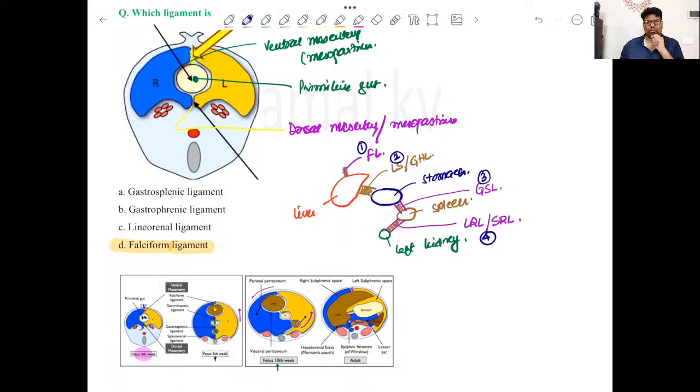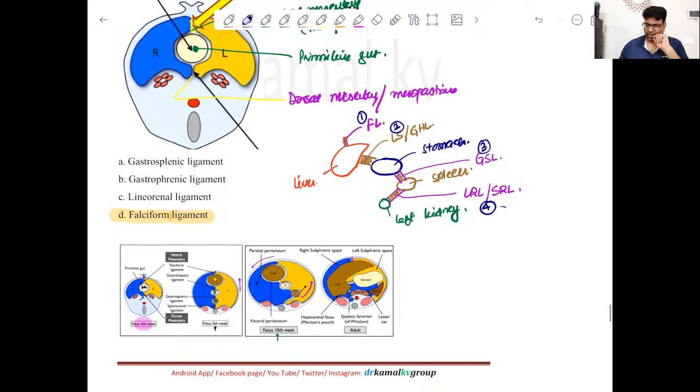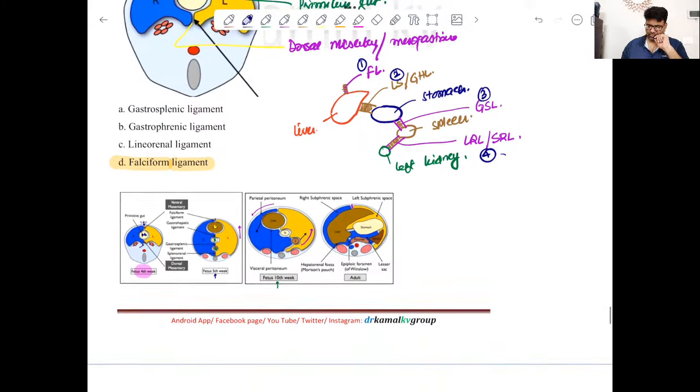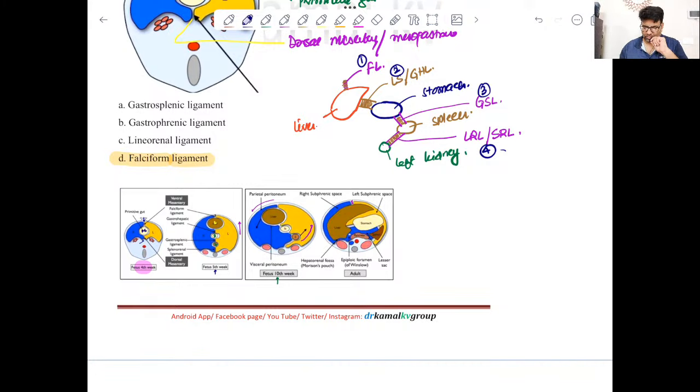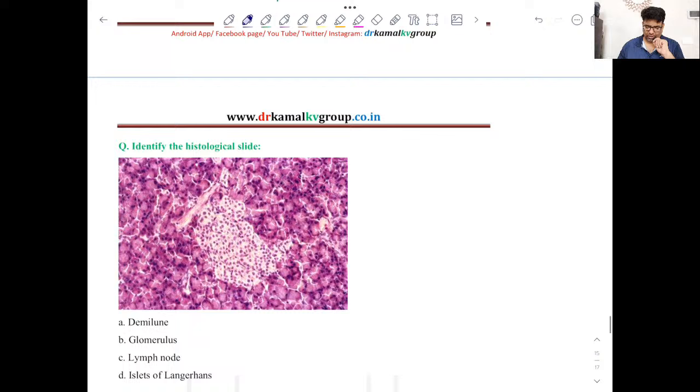Most of the time the question is based on these points only, and the pointer will be at one of these places, and you have to identify the structures in terms of the development of ventral mesogastrium and dorsal mesogastrium. So this is again a very important topic, and most of the times we have a question from this segment. Okay, now identify the histological slide.